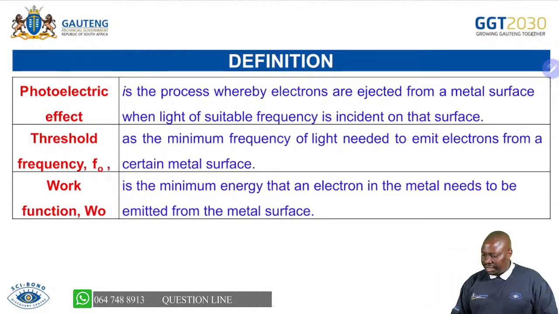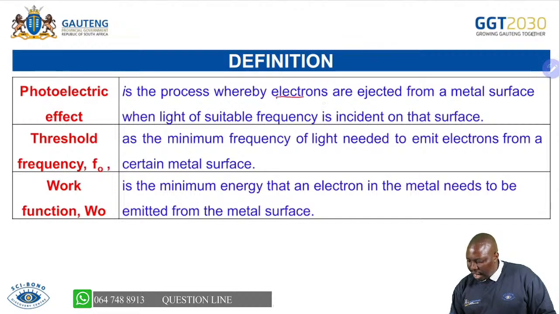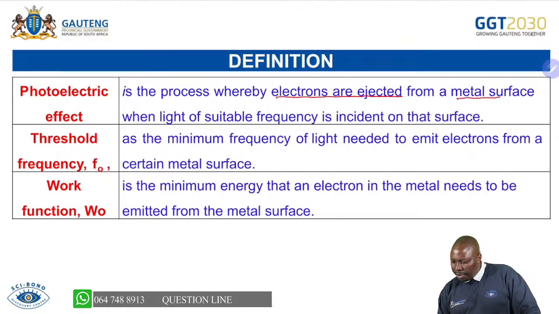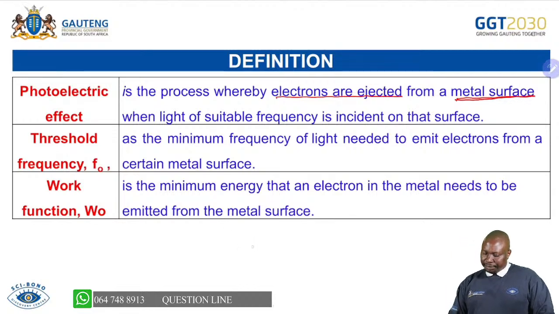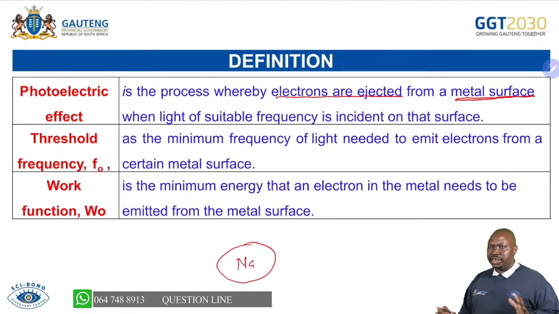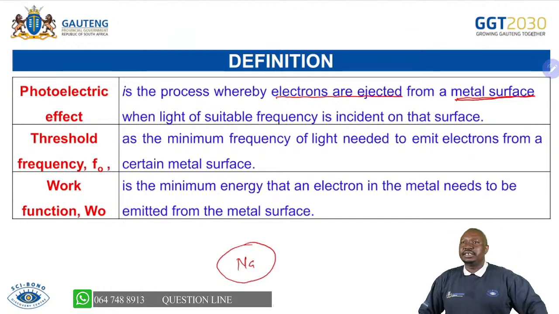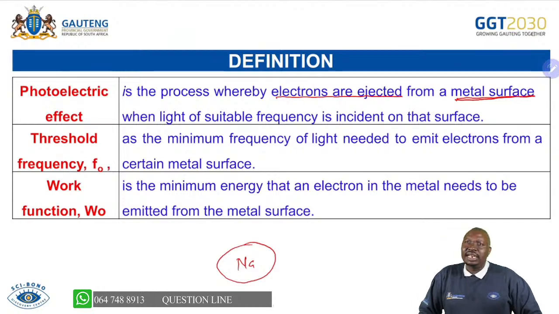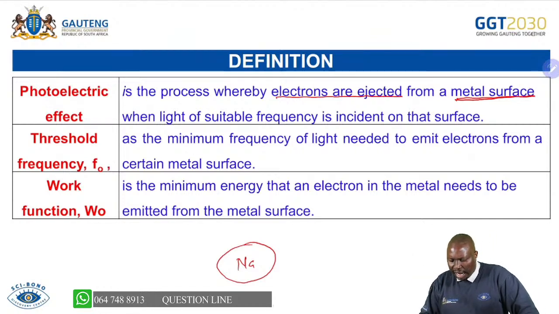So we're saying the photoelectric effect is the process whereby electrons are ejected, electrons are removed. Where do we find these electrons? We find them in a metal, from a metal surface. So you have your metal, let's say your metal is sodium. Remember group 1 in the periodic table. If you want to see metals, you have group 1 metals where you will find lithium, sodium, potassium. You have your group 2 metals, you will see calcium, magnesium, the likes. And you have your group 13 where you will find aluminium.